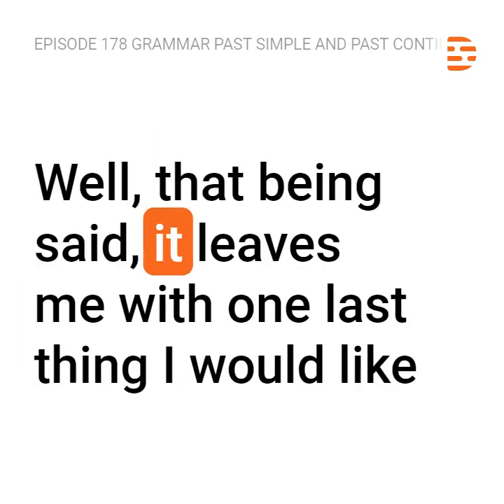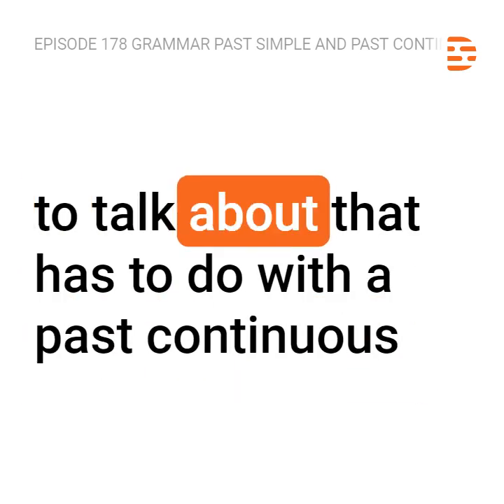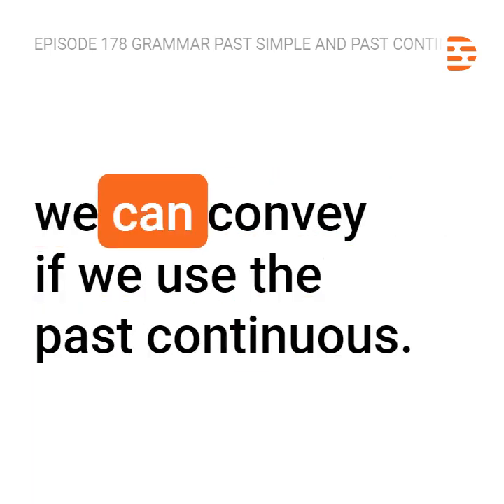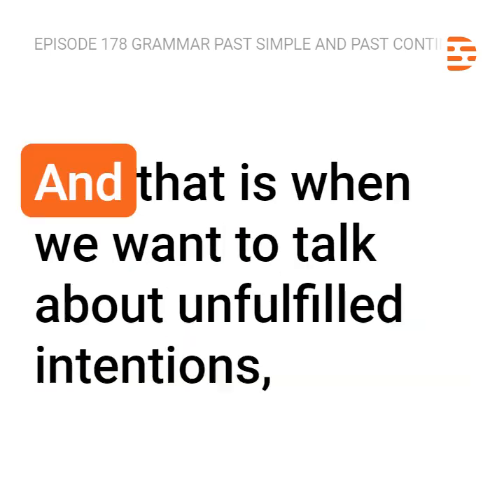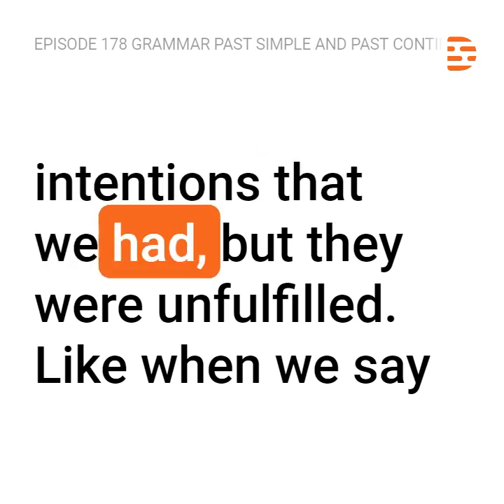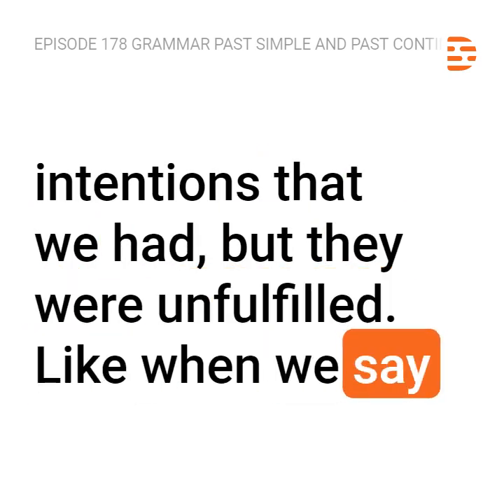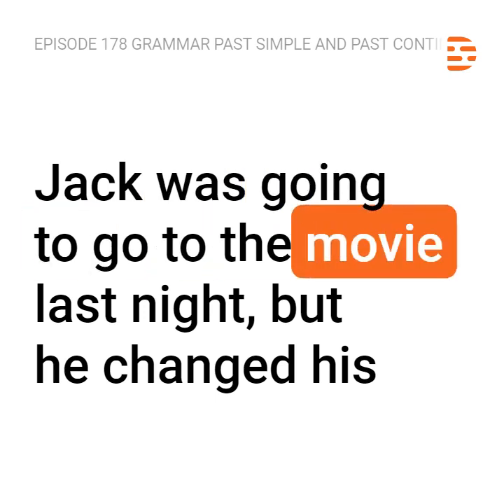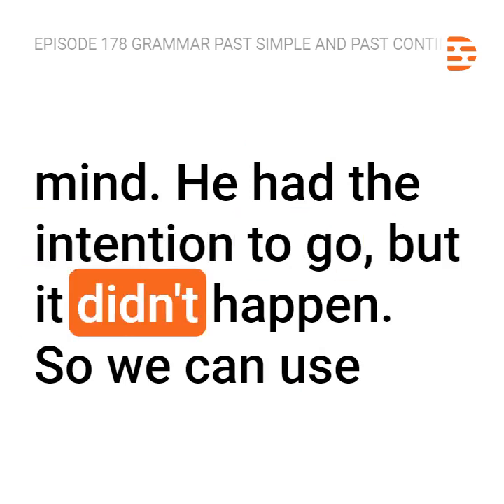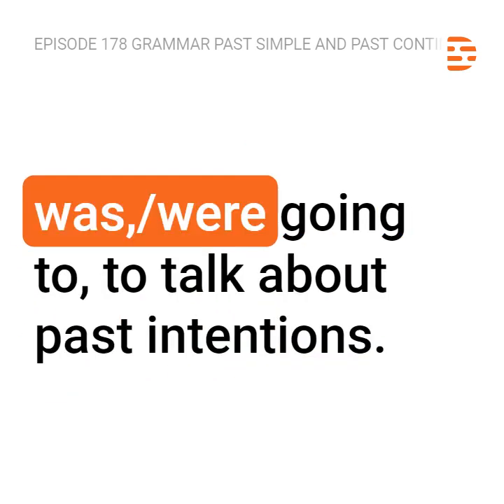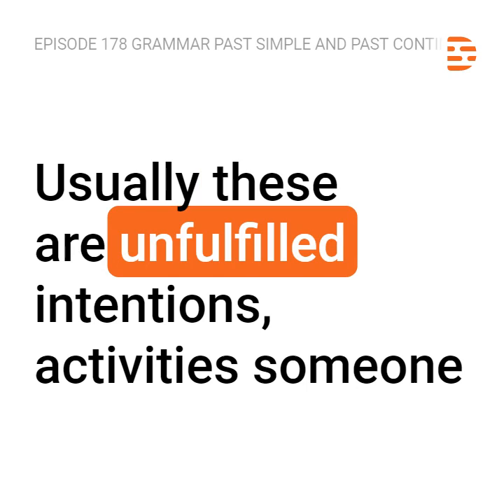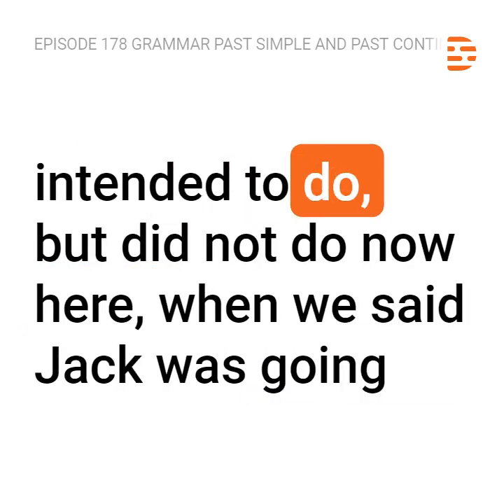Well, that being said, it leaves me with one last thing I would like to talk about that has to do with the past continuous and has to do with a very specific meaning that we can convey if we use the past continuous, and that is when we want to talk about unfulfilled intentions. Intentions that we had, but they were unfulfilled. Like when we say, Jack was going to go to the movie last night, but he changed his mind. He had the intention to go, but it didn't happen. So we can use was, were, going to talk about past intentions. Usually these are unfulfilled intentions, activities someone intended to do but did not do.